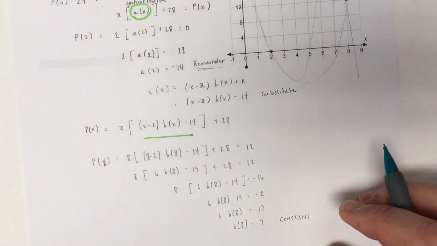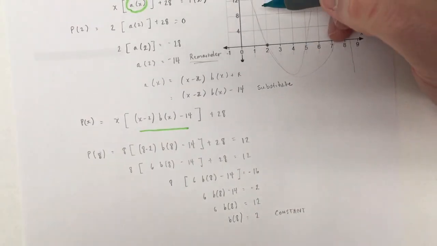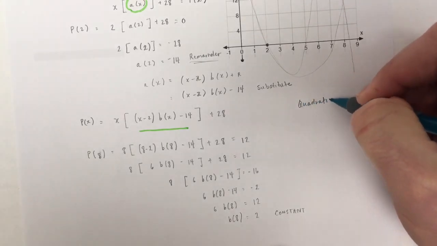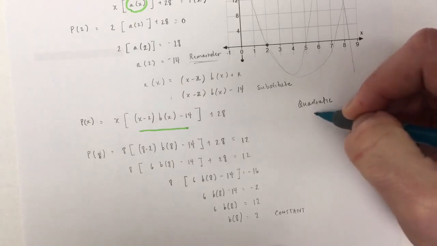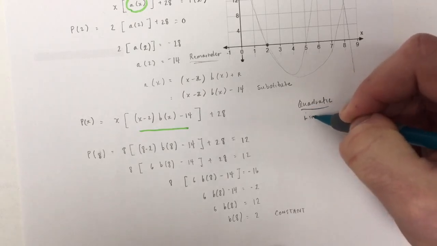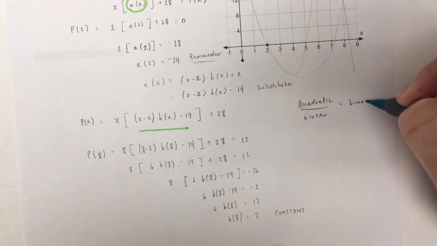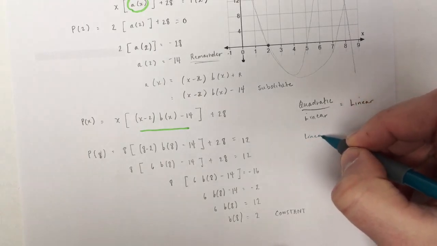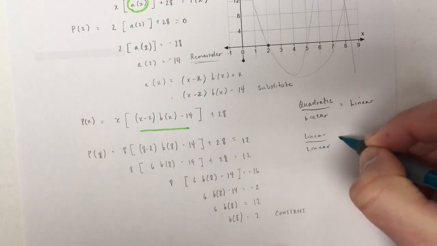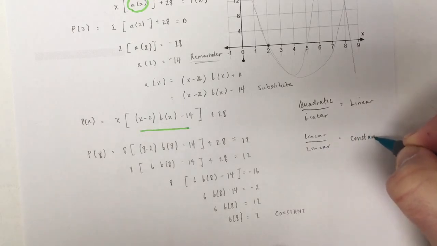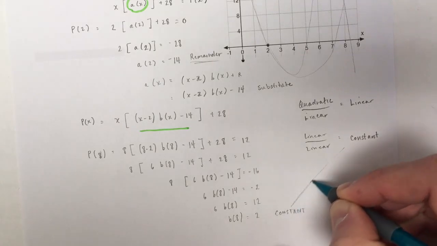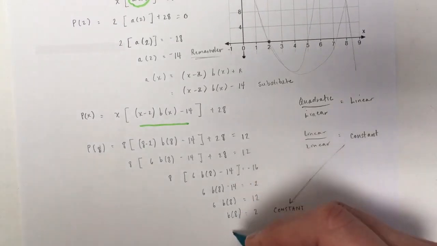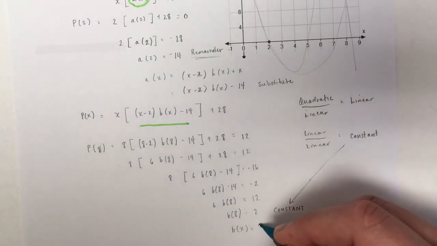Okay, so you might be wondering how that works. Well, it works somewhat like this. I know that I had a quadratic, and I divided it by a linear. And that equals a linear. And then if I divide the linear again by a linear, that's going to equal a constant. That constant is this value b of 8 equaling 2. And so what I know is my b of x at any point is equal to 2.